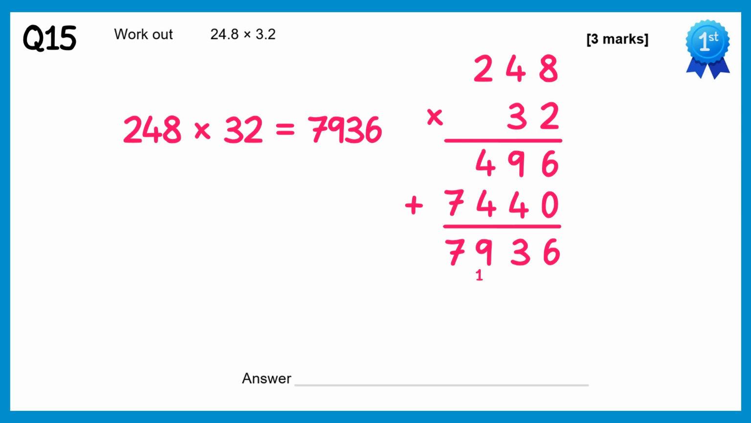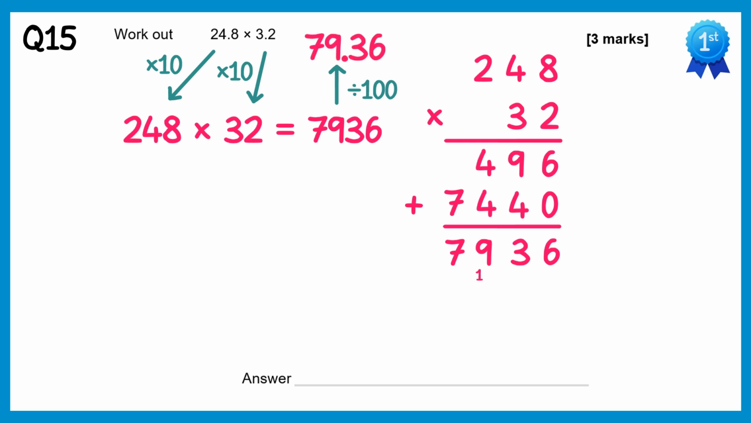If you compare the question we've done to the question we were supposed to do, 248 is 10 times larger than 24.8. 32 is 10 times larger than 3.2, so our question is 100 times too large. So if we divide the answer we got by 100, you get 79.36, which is the answer to the question.